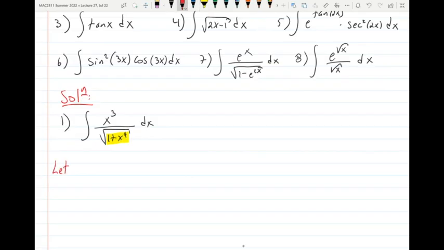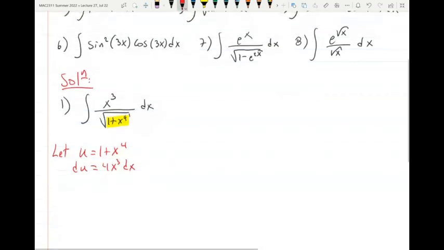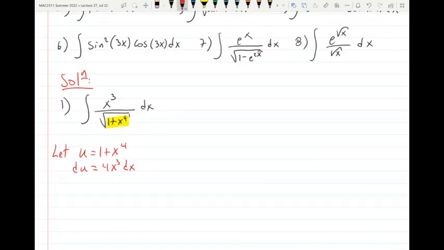Okay? So we're going to let u be 1 plus x to the 4. Then that means that du is going to be 4x cubed dx. And I see an x cubed dx in the top. So that means that if I divide by 4, I can replace x cubed dx by du over 4. So let's make a substitution then. So this then becomes the integral of 1 over the square root of u. And then the x cubed dx, I can write it as du over 4.